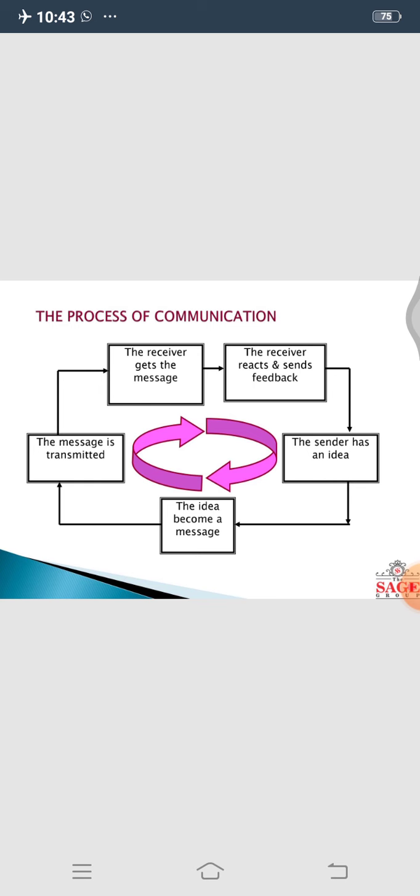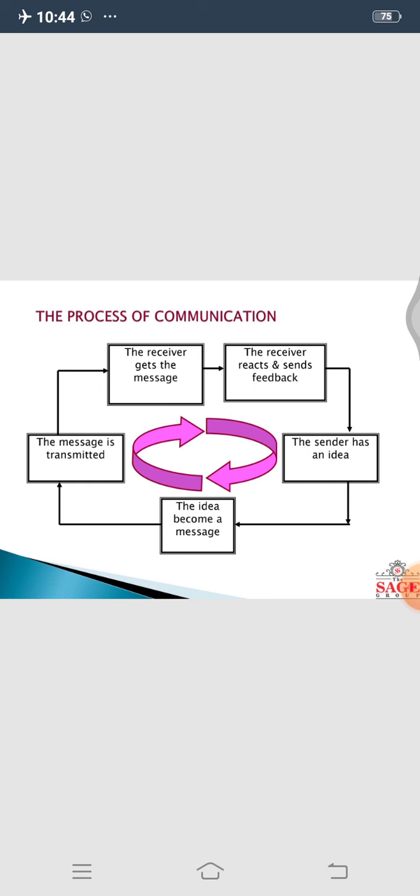Now, looking at the process of communication again: the sender has an idea, and the idea becomes a message. The message is transmitted. The receiver gets the message. The receiver reacts and sends the feedback, and the sender has an idea. In this way, the process of communication occurs.